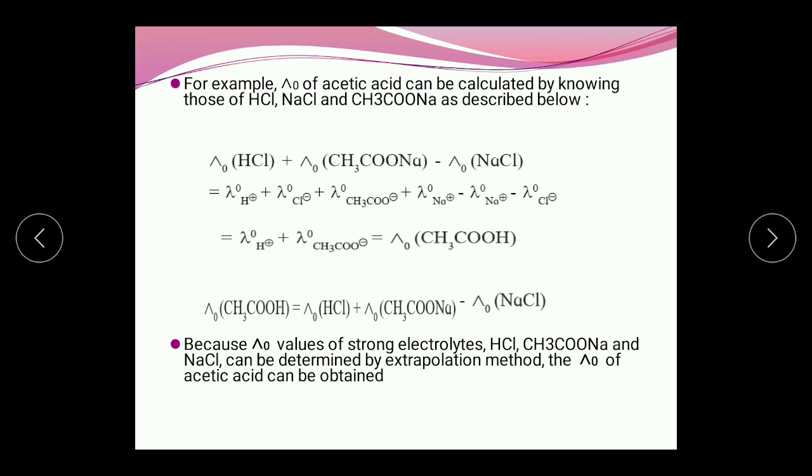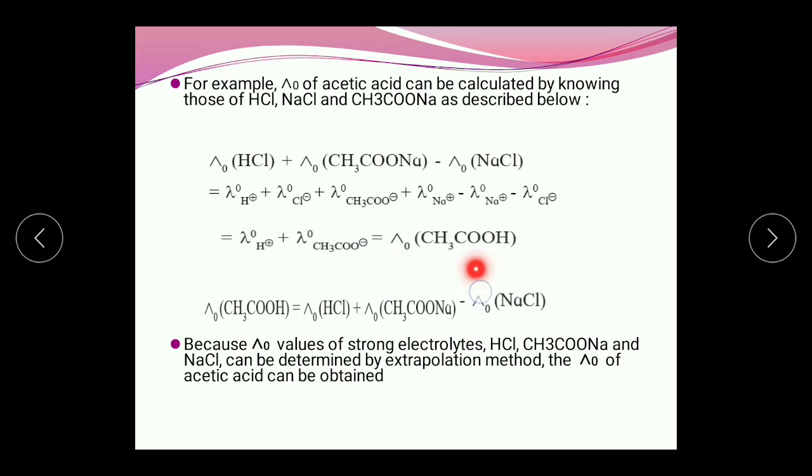Now, how? Let us see. Lambda 0 of HCl, according to the formula, separates into lambda 0 of H plus plus lambda 0 of Cl minus. For sodium acetate, the value will be lambda 0 of CH3COO minus and lambda 0 of Na plus. The same way for NaCl, minus lambda 0 of Na plus minus lambda 0 of Cl minus. Now cancelling common ions: lambda 0 of Cl minus with plus and minus lambda 0 of Cl minus, same ion, will cancel. The same way, lambda 0 of Na plus and minus lambda 0 of Na plus will cancel. What will remain? Lambda 0 of H plus and lambda 0 of CH3COO minus. That means, according to Kohlrausch law, it will be capital lambda 0 of CH3COOH.